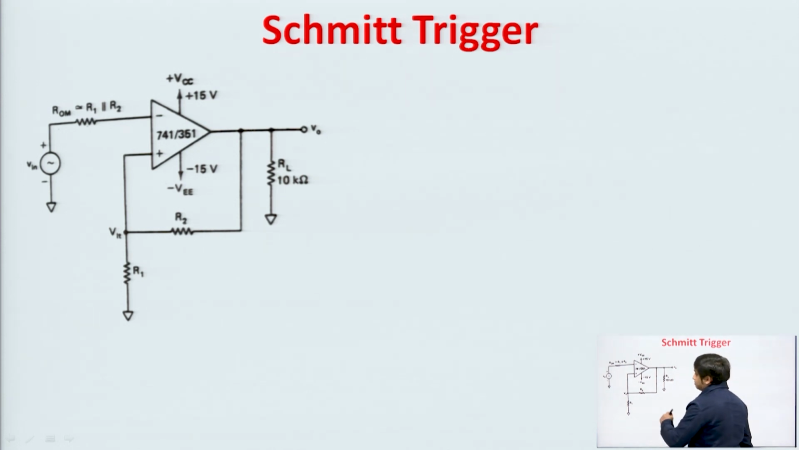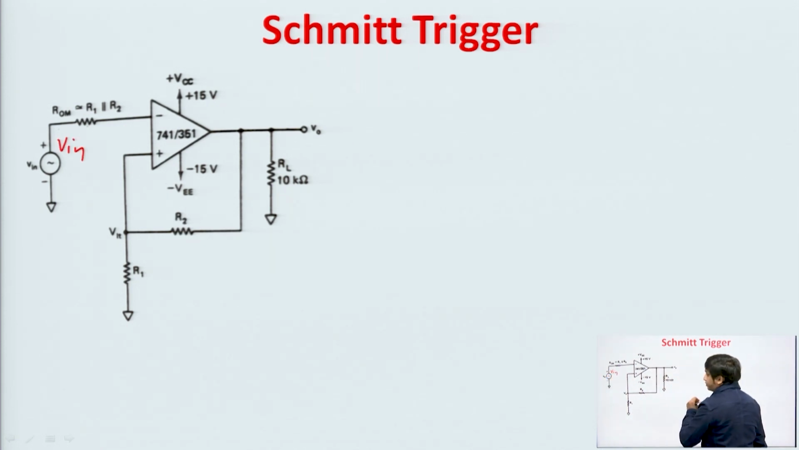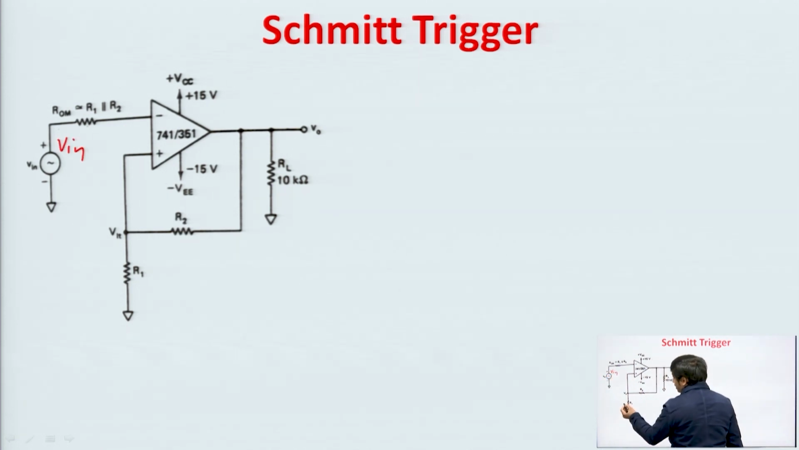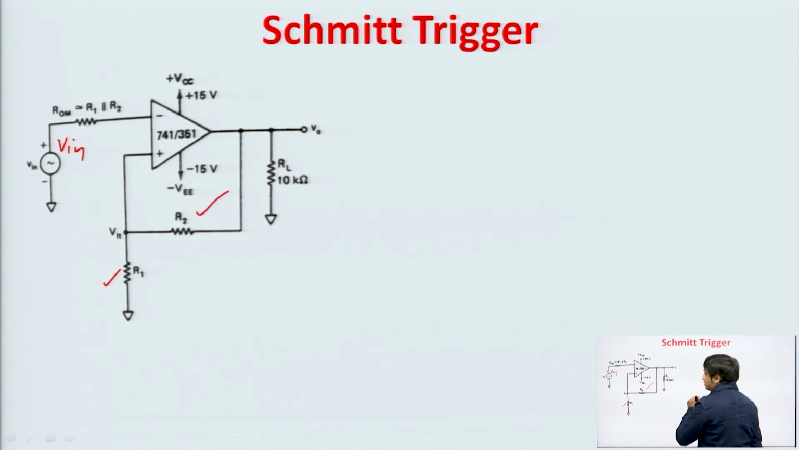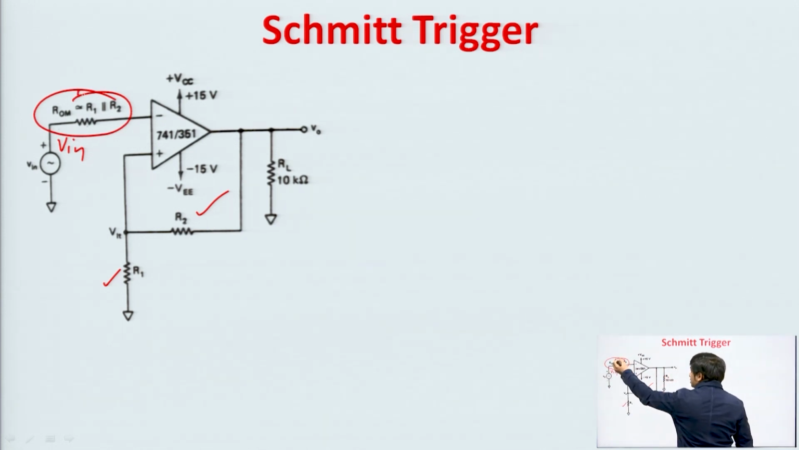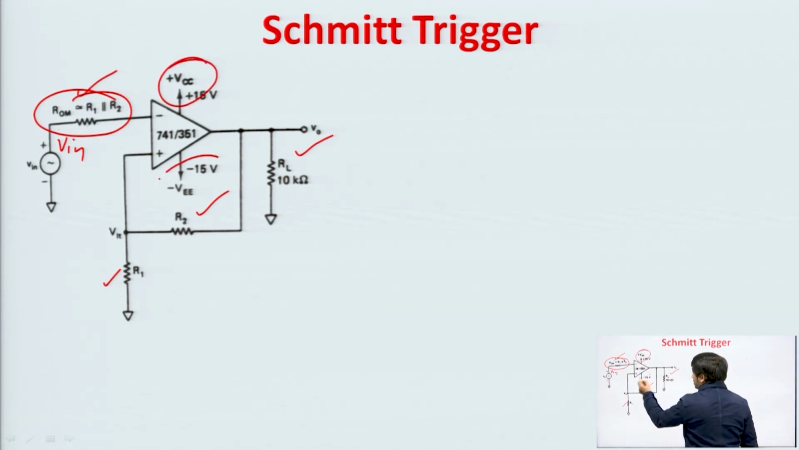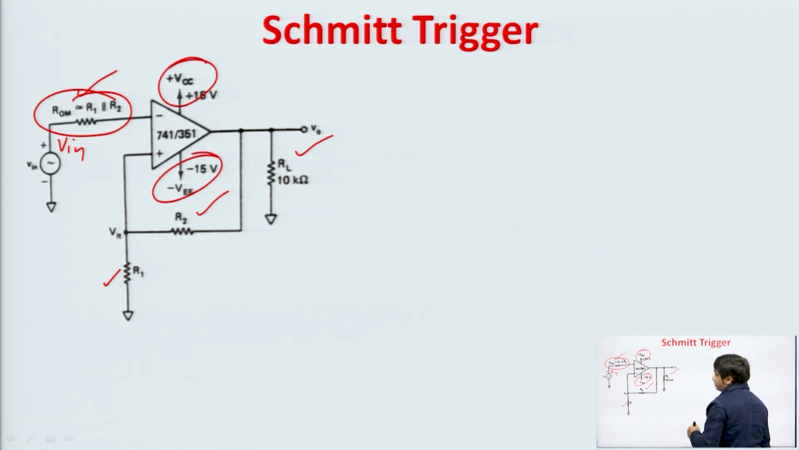In the Schmitt trigger circuit, we have applied the input signal at the inverting input terminal, and there are two resistors R1 and R2 which form the voltage divider. The R1 parallel to R2 resistor, that is R ohm, is used to handle the offset problem. This RL is the load resistance, and plus VCC and minus VEE are the supply voltages.